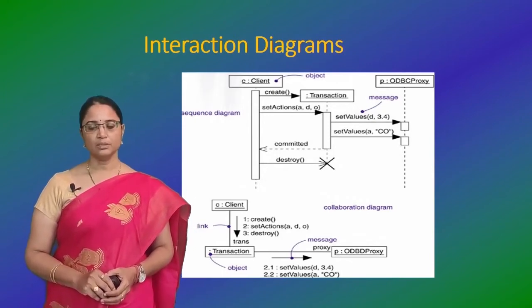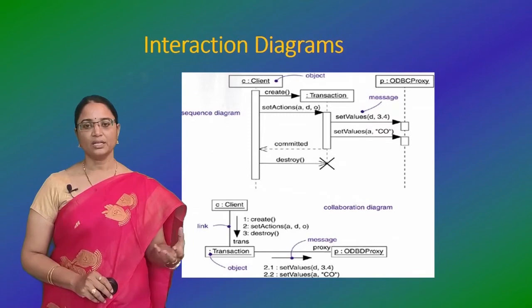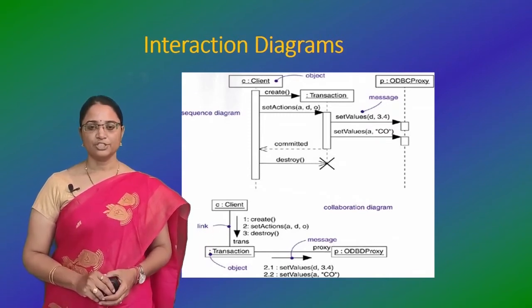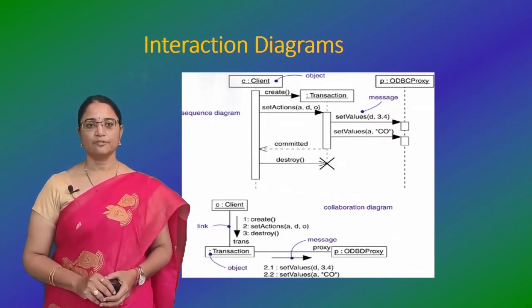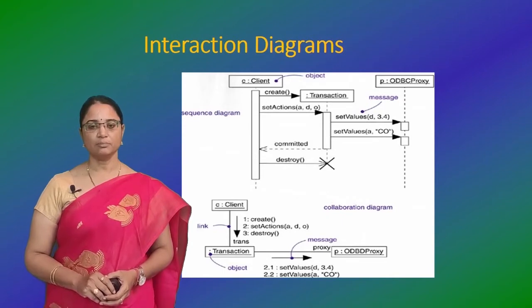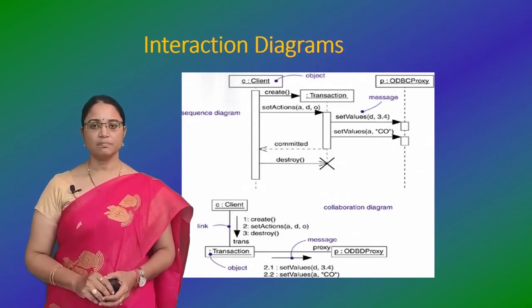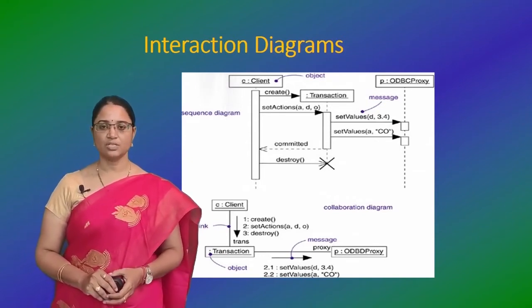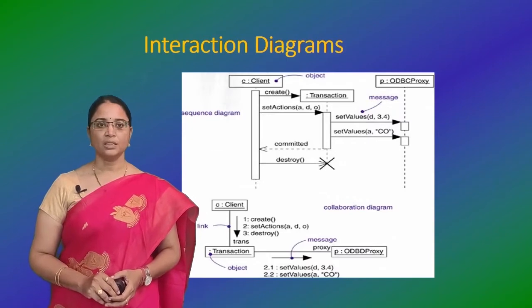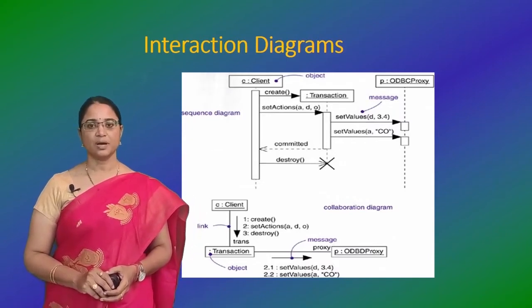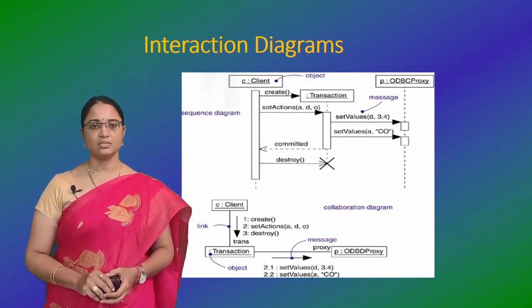For the same sequence diagram, we can automatically generate the collaboration or communication diagram. If you see the same figure here, we have some objects, and the objects consist of message passing between them. Beside every message, we have a sequence number that indicates which message is passed first and which message is passed second.